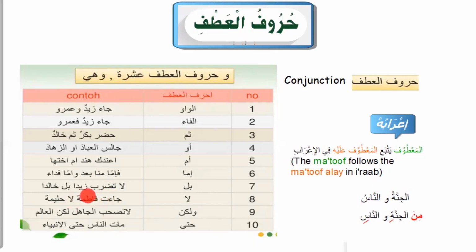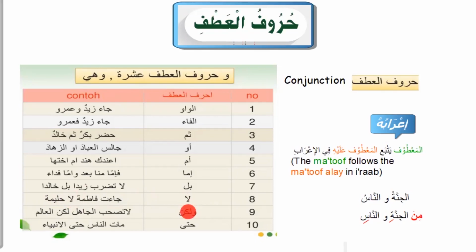So that's a similar thing here. Ja'at Fatimatu. He didn't want to mention Fatima, but maybe it just came to his mind, and without realizing, he mentioned it. So Ja'at Fatimatu la Halimatu. He wanted to mention Halima. So that's what this one is coming here to do. So when it comes that way, it is a harf al-atf, but not la an-nafiya or la an-nahiya. It is a harf al-atf.